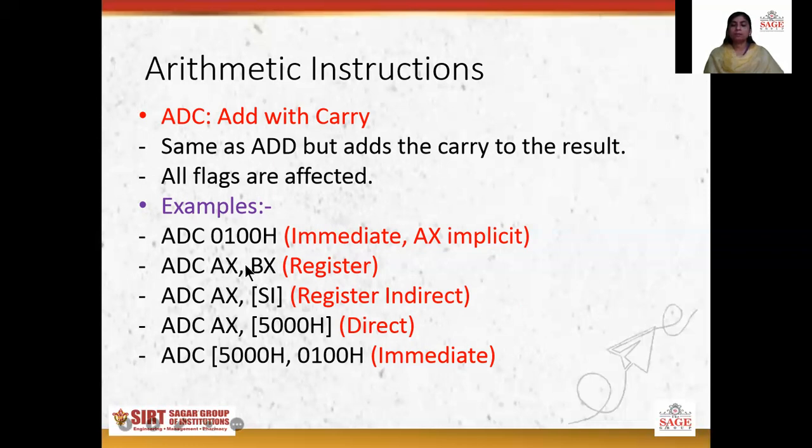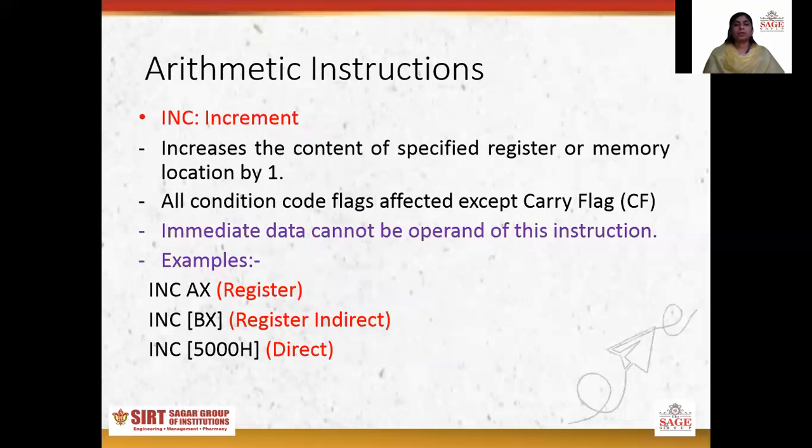The register data will be added. The operand stored in this register will be added, and the result will be stored in the AX register. Third is the example of register indirect. At the same time, the carry will be added at these destinations. The source data will be added with the destination data, and that result will be stored at the destination location.